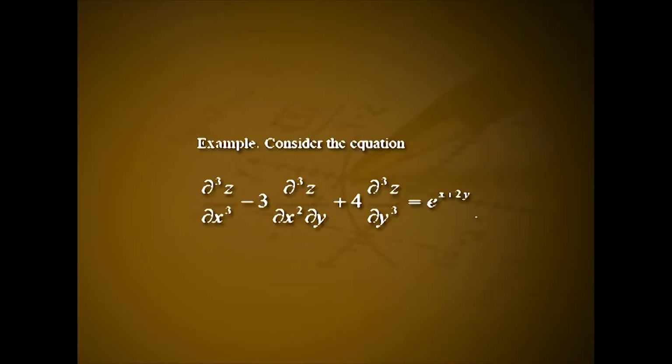Example. Consider the equation del cube z by del x cube minus 3 del cube z by del x square del y plus 4 del cube z by del y cube equals e raised to x plus 2y.